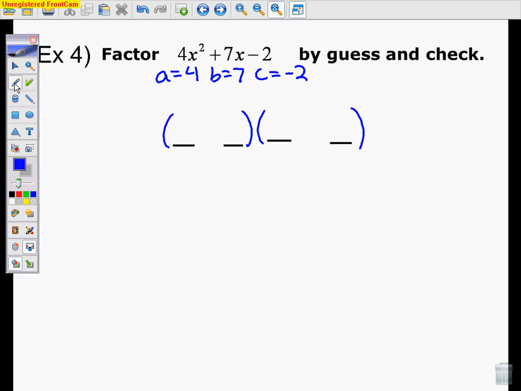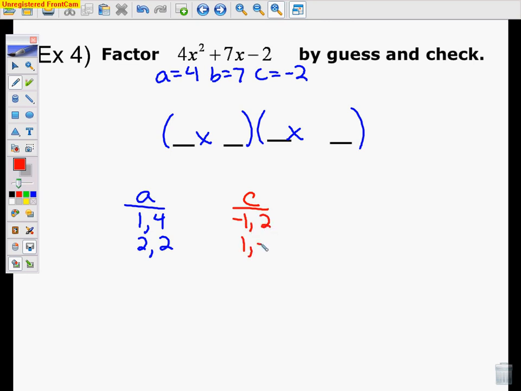We know that the first terms, again, are going to have x attachments. So let's deal with a. Things that multiply together to give us a, once again, a is 4, are 1 and 4, and 2 and 2. The things that multiply together to give us c are, now remember, c is -2. To get a negative number when you multiply, one has to be positive and one has to be negative. So let's do -1 and +2, and then +1 and -2.